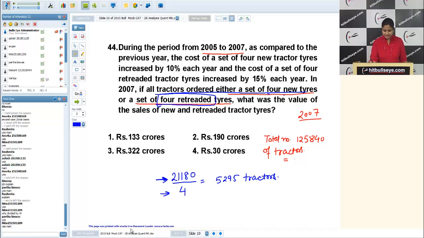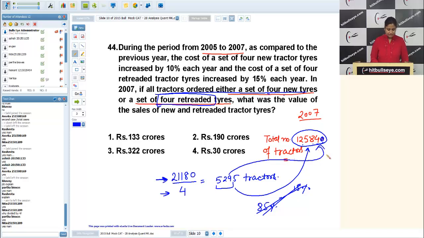Now in 2007 we had the question 42 data, 1,25,840 tractors. If there were 1,25,840 tractors, it will be somewhere around 15% of this. So the remaining is 85%, or simply we can take the subtraction from here. If we take the subtraction, we'll get the remaining tractors which have ordered a set of 4 new tires. Is it okay?